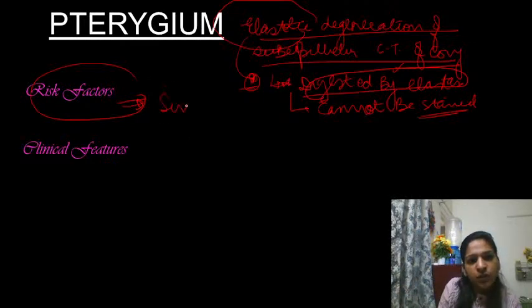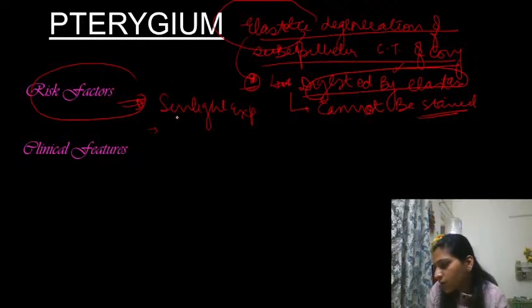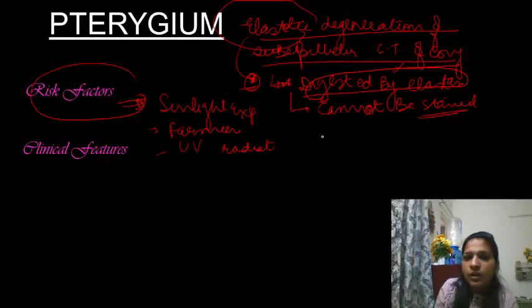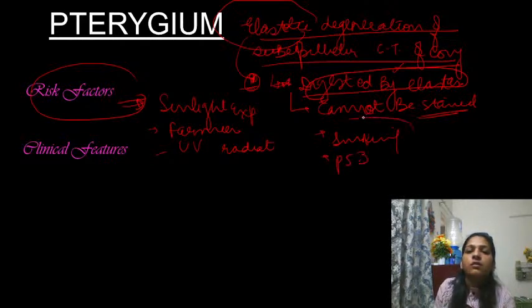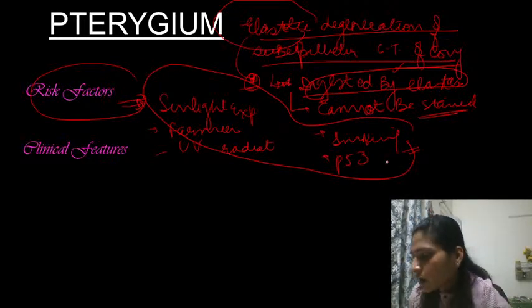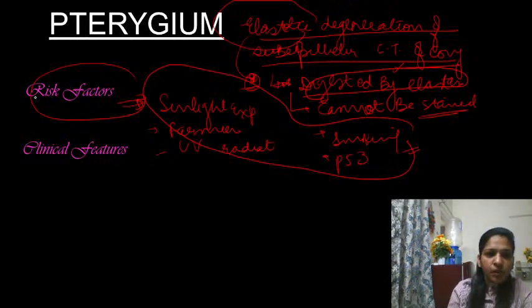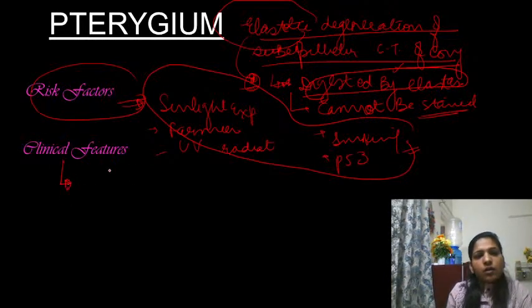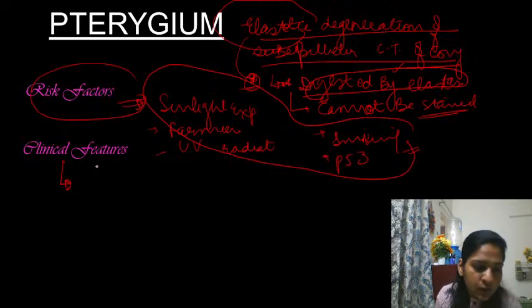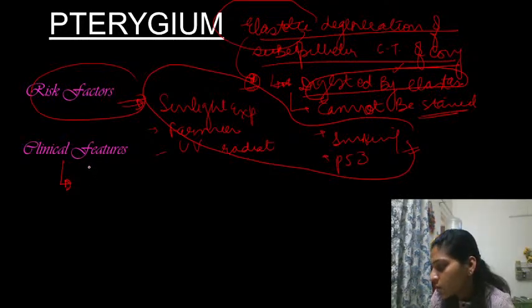Risk factors: excessive sunlight exposure. Farmers are more predisposed to it because they work in sunlight. UV radiation, smoking and P53 mutation. These are all the risk factors for pterygium. Now, what clinical features can pterygium have? With what complaints will the patient of pterygium come to us?